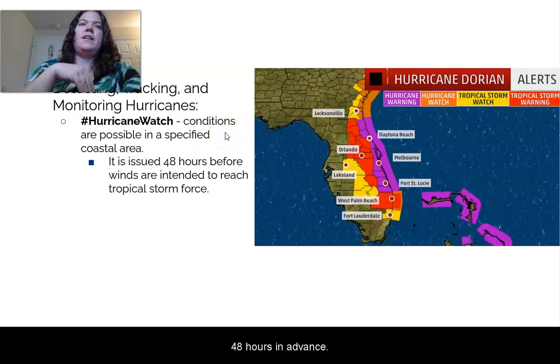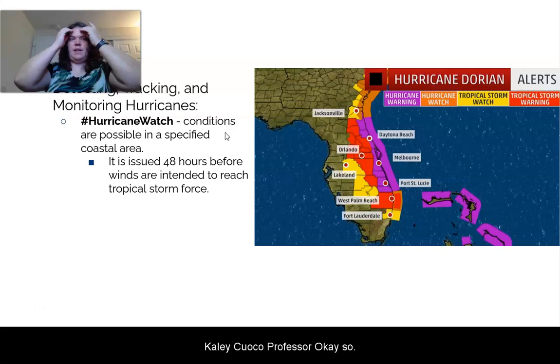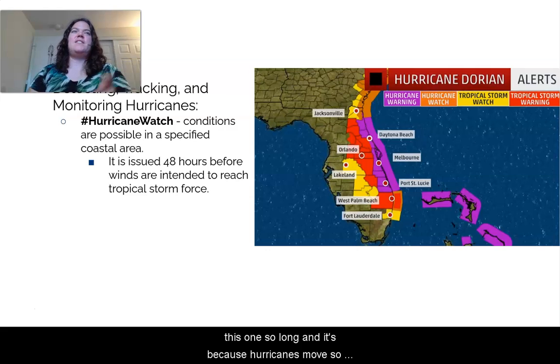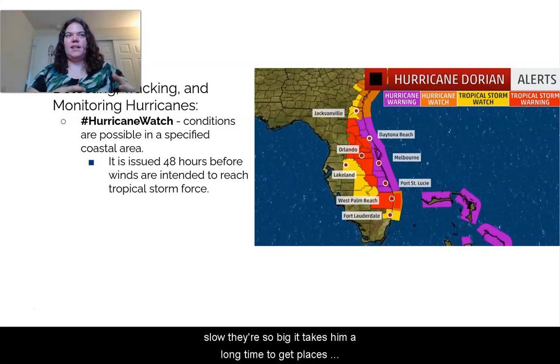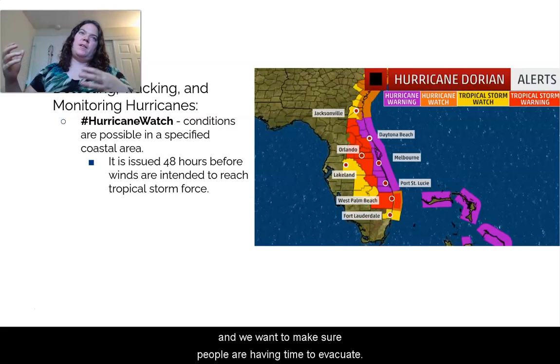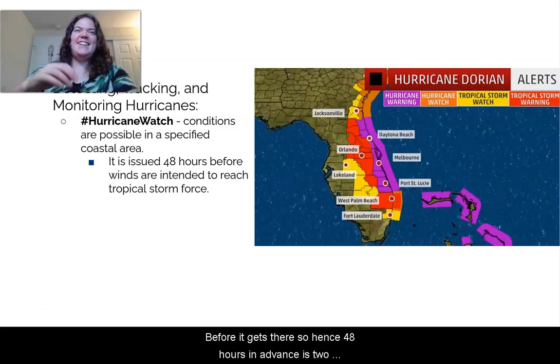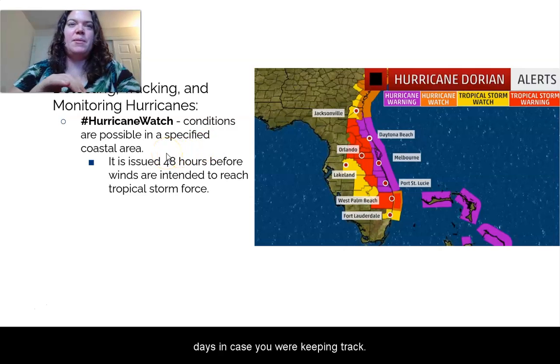That's 48 hours in advance. You're like, whoa, professor. Okay, so tornadoes are only like 3 hours in advance. How come this one's so long? It's because hurricanes move so slow. They're so big, it takes them a long time to get places. And we want to make sure people have time to evacuate before it gets there. So hence 48 hours in advance. It's 2 days in case you are keeping track.